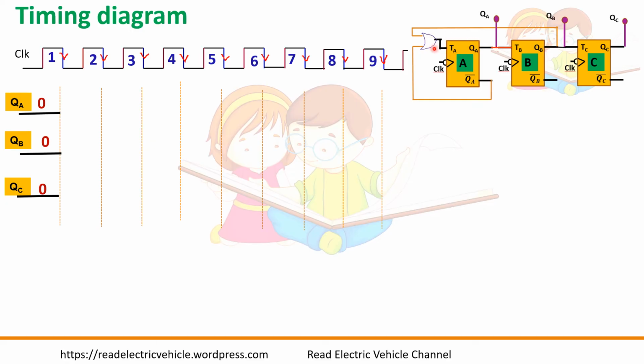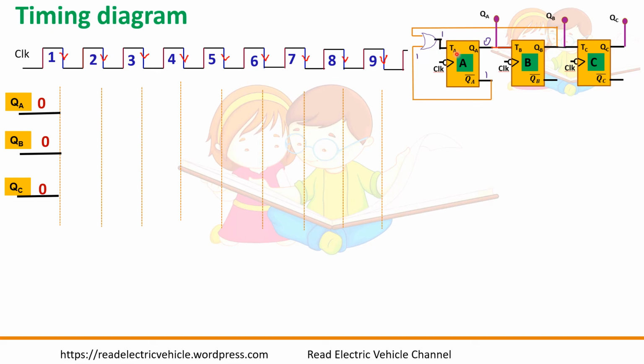So what is TA? We have to find it out. Initially QA is 0. What will be QA bar? It will be 1 here. So 1 is connected to the OR gate. It is an OR gate, so if any one input is 1, the output is going to be 1. So here I am getting 1.